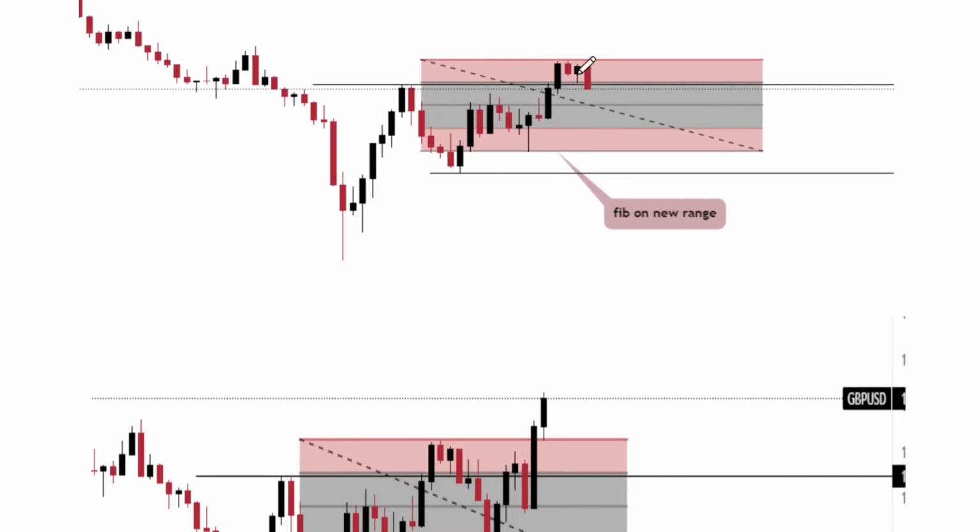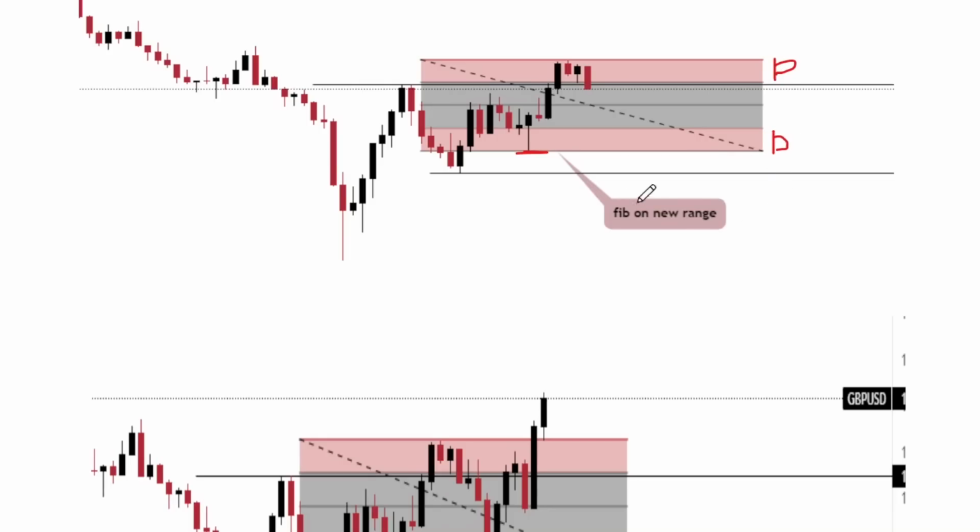Now price came back inside of the range. So the low responsible for this break of structure would be your new low, and this would be your high, because price came back into its previous range. And this is where you pull your Fibonacci. This is your premium level, and this is your discount level.